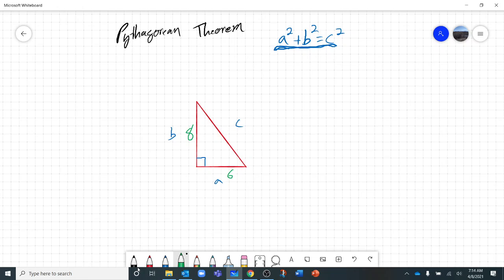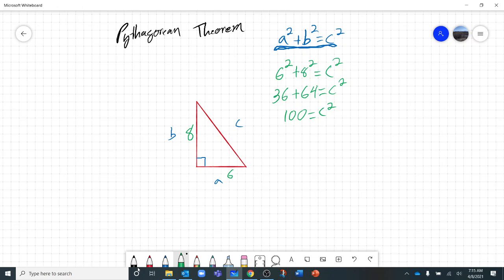So we'll go ahead and go through those steps first, and then I'm going to try and explain why this works. So let's look at a squared, which is 6 squared. B is 8, so that's going to be 8 squared equals c squared. And we don't know what c is. That's what we're trying to figure out. 6 squared is 6 times 6. That is 36. 8 squared is 8 times 8, which is 64. That equals c squared. 36 plus 64 is 100. So 100 is c squared.